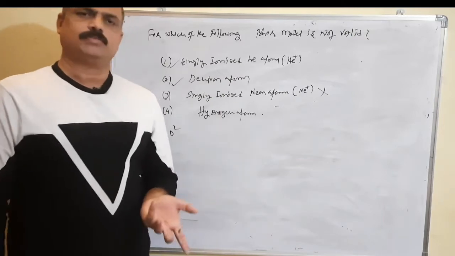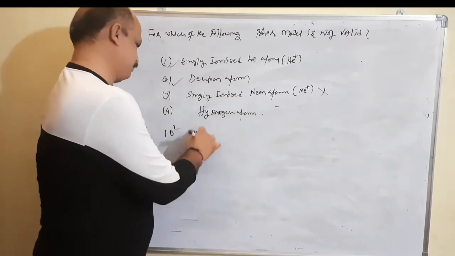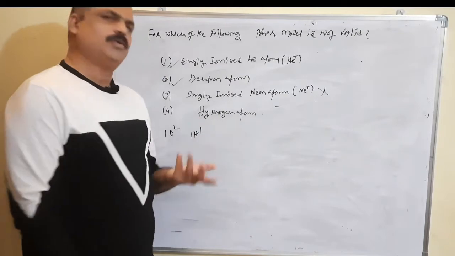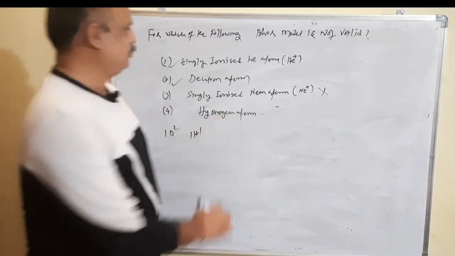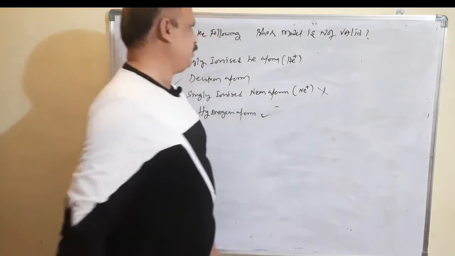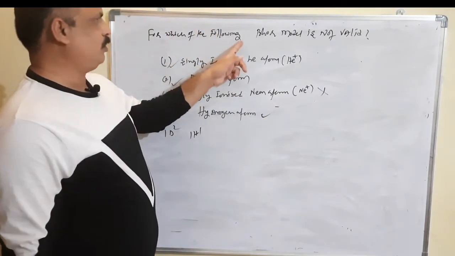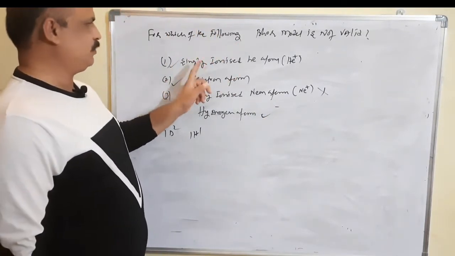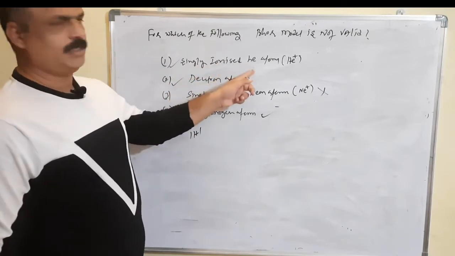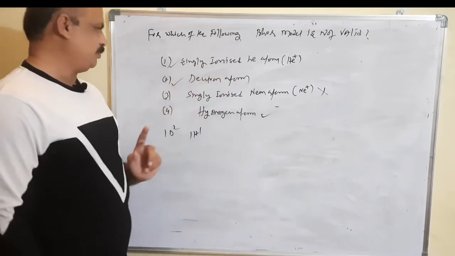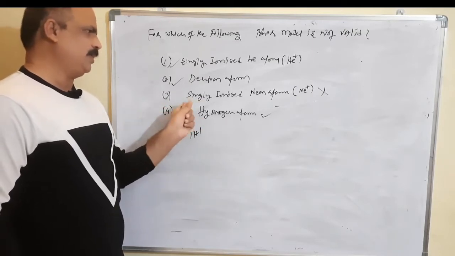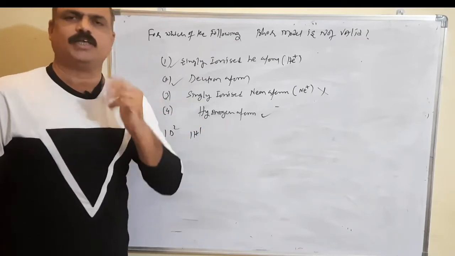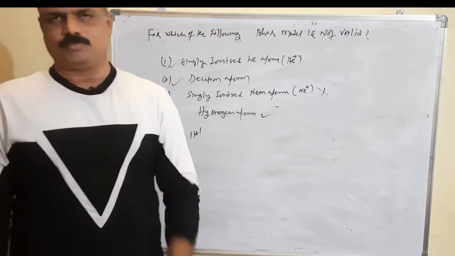Hydrogen atom, 1H1. There is only 1 electron, so Bohr's model is valid for the hydrogen atom. So among the following, Bohr's model is valid for the first option: singly ionized helium atom, deuteron atom and hydrogen atom. It is not valid for singly ionized neon atom because neon is a multi-electron atom.